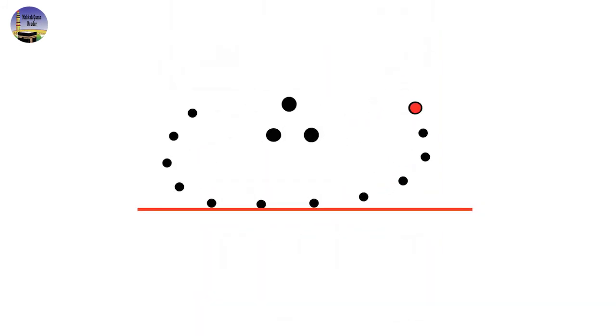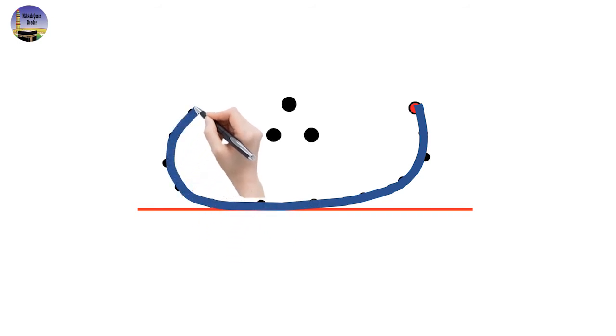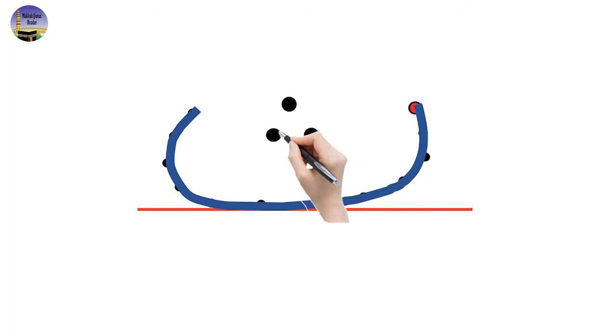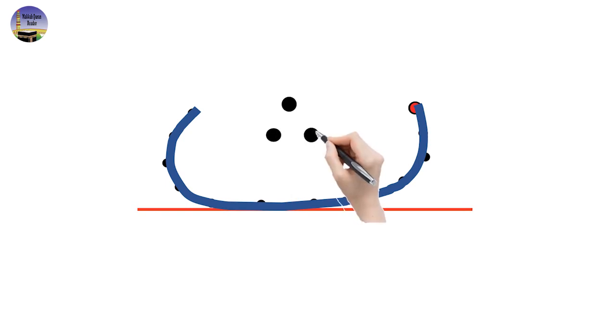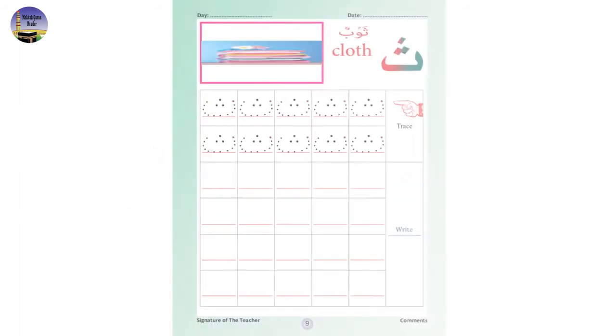First one. Start from the red dot, make a curve, go left, touch the red line, make another curve. Give 3 dots above the letter. Sa. Sa for saubun. Saubun means cloth.